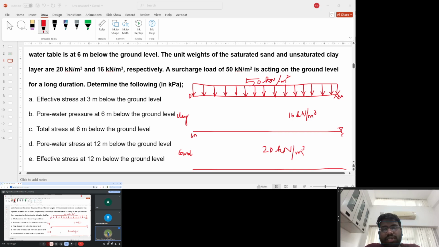Surcharge is defined as the load that is acting on a soil layer, which covers the infinite extent, at least in one direction.